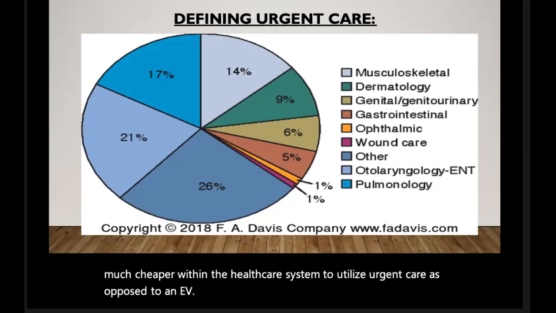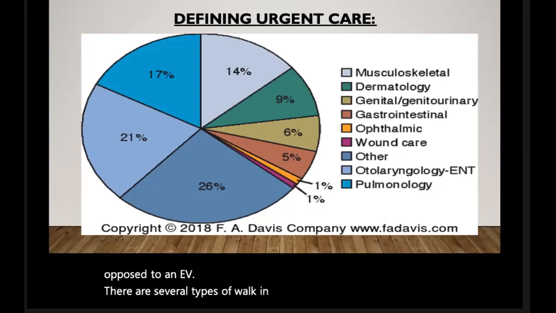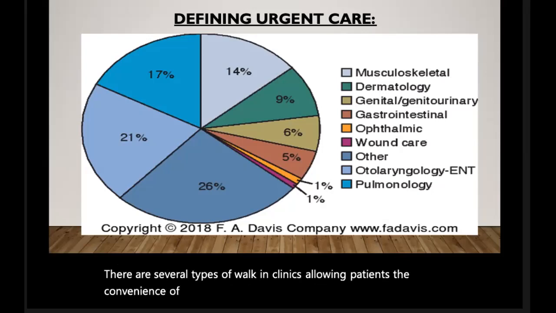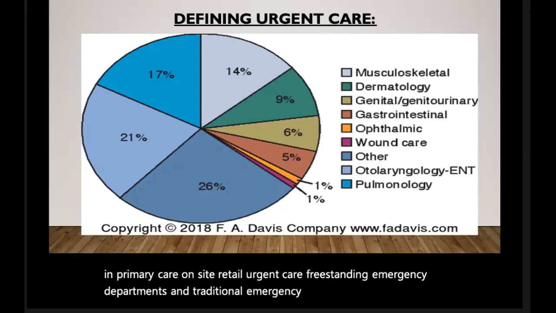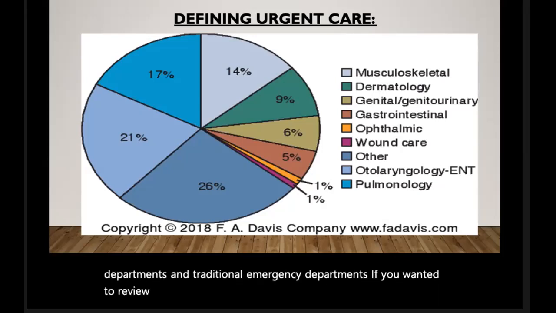There are several types of walk-in clinics, allowing patients the convenience of unscheduled visits. These clinic models include walk-in primary care, on-site retail, urgent care, freestanding emergency departments, and traditional emergency departments. If you want to review these different types of clinics, please look at Box 72.1 in your textbook to review further the differences between them.